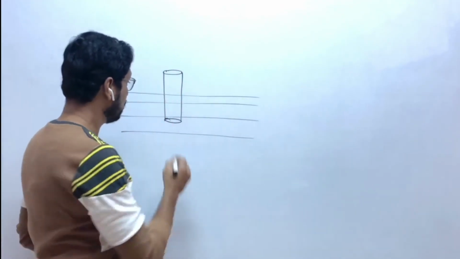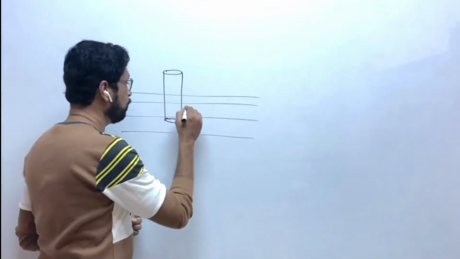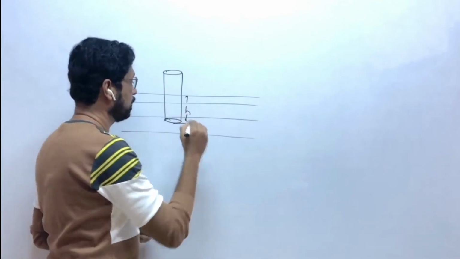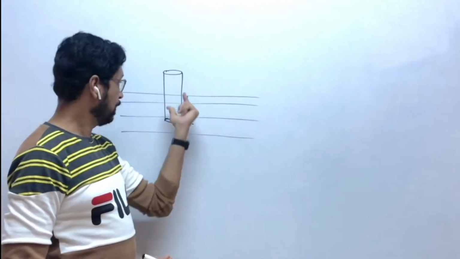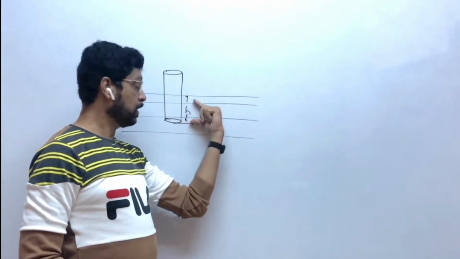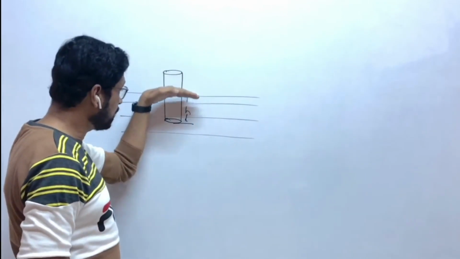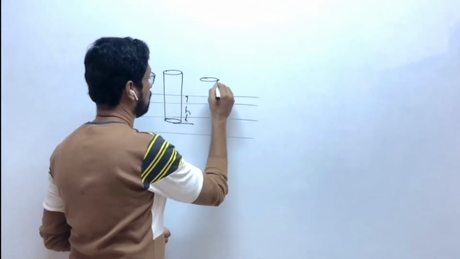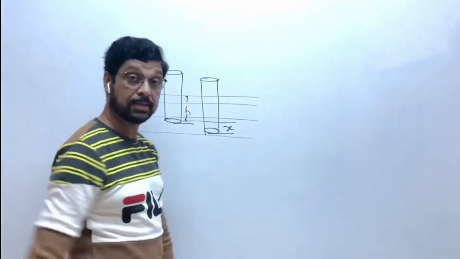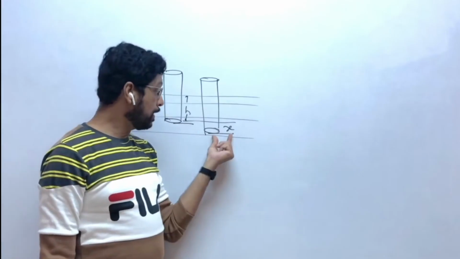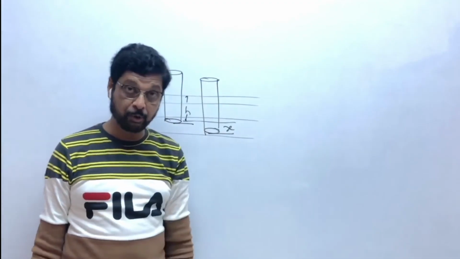So suppose this cylinder is floating in the liquid, or in water, and suppose H, this much height of the cylinder, is inside the liquid. Now suppose it is pressed down by a distance x. When you leave it, it will start performing simple harmonic motion.